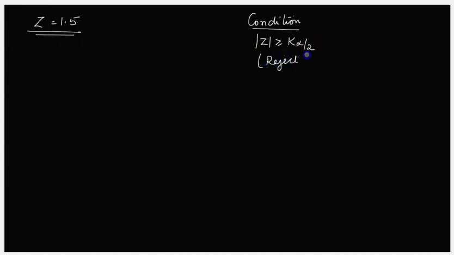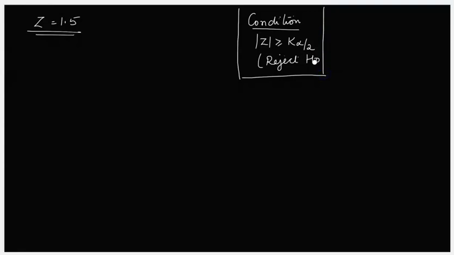Previously, we obtained Z is equal to 1.5. Now, the condition which is required for a two-tailed test that will help us to accept or reject H0 is, I have to check if mod Z is greater than or equal to K alpha by 2. So, if this condition is satisfied, then I will reject the null hypothesis. And if this condition is not satisfied, then I will accept the null hypothesis.